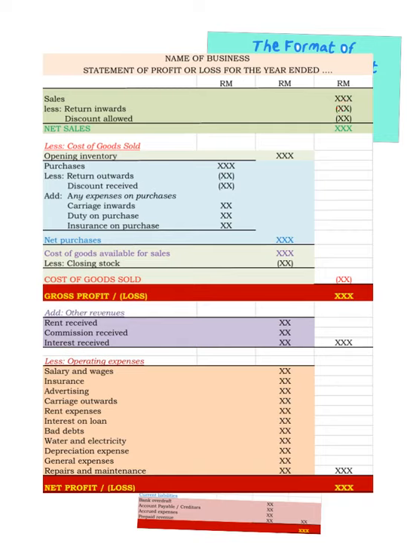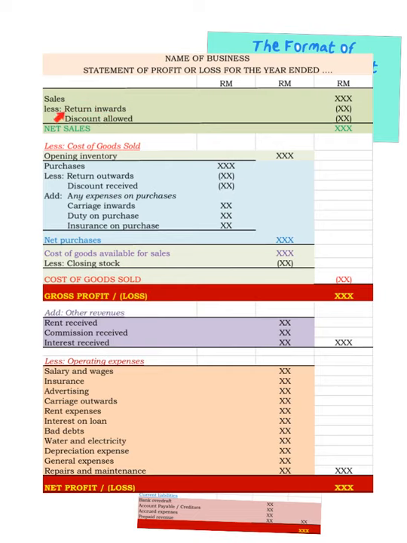Okay, let's see. First, we start with sales. This is our sales. You look at your trial balance, then you can see how much sales we have. So sales will go straight to the last column, and then we will adjust whatever items will reduce our sales.